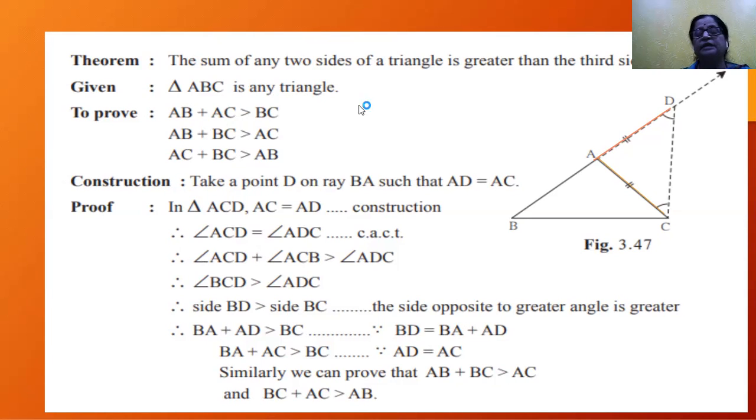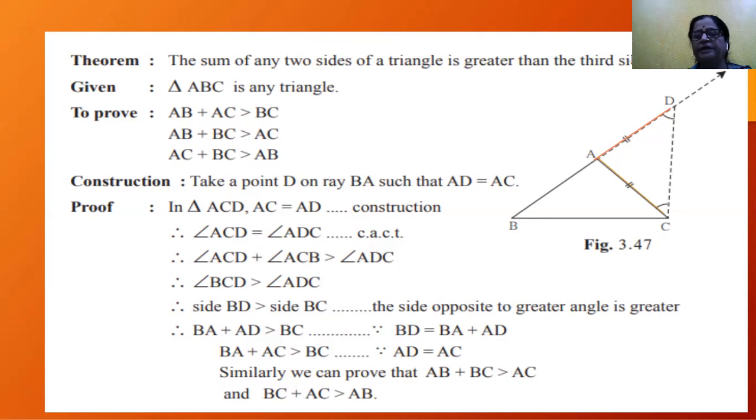Here triangle ABC is any triangle taken, and in this we have to prove that AB plus AC is greater than BC, and second, AB plus BC is greater than AC, and third, AC plus BC is greater than AB.